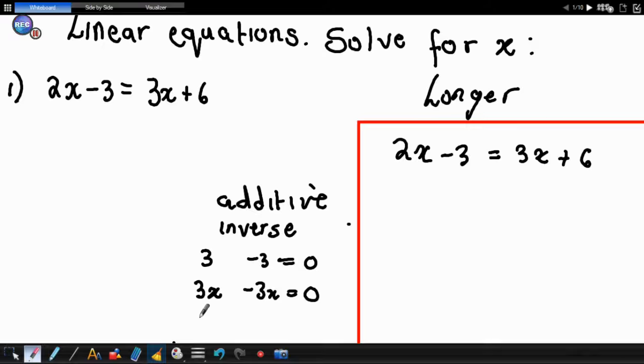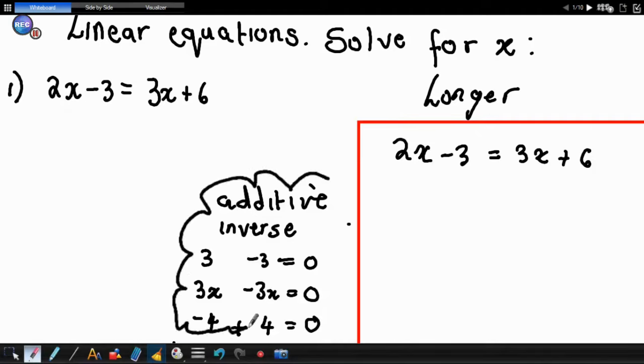Also, if I have negative 4, the additive inverse of negative 4 will just be positive 4, because if you add those two, the answer will then be 0. Guys, we need to know this so that we're able to know what to do here in order to solve for x.